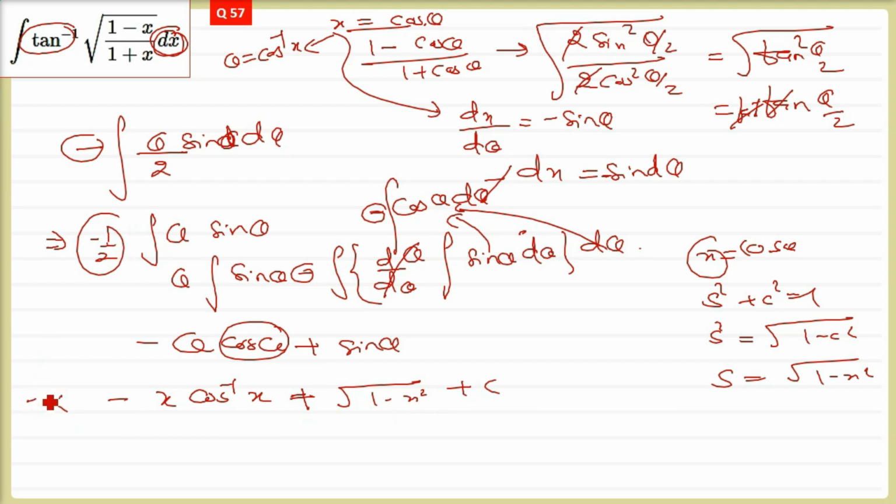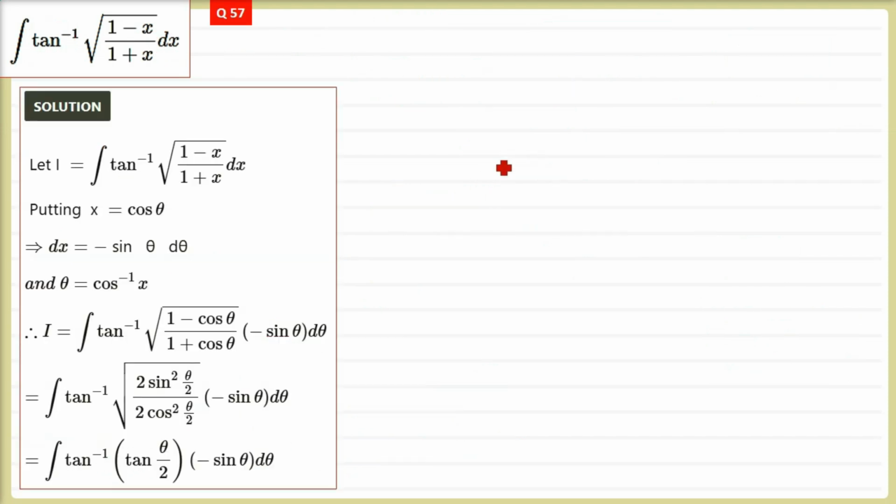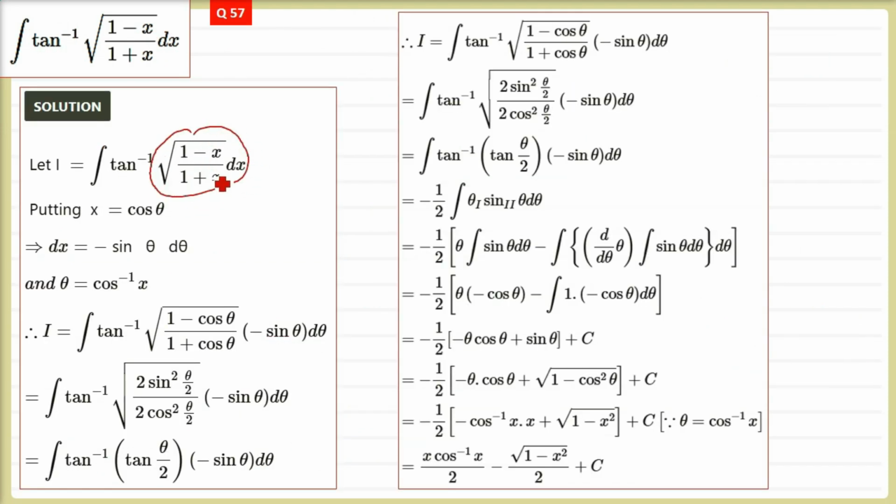Now multiply everything by negative half because it was outside. So it will be x cos inverse x divided by 2 minus under root 1 minus x square divided by 2, and a constant multiplied by any constant will be constant only, so plus constant of integration. And this is your final result. Now this is very straightforward. If you can just find out this trick of putting x equals cos theta, other things will be easier for you, because the whole idea is to remove this inverse.